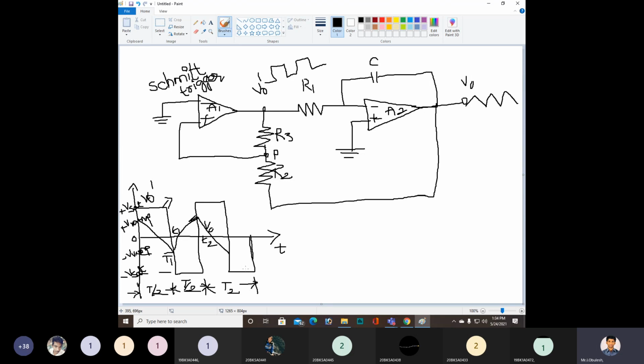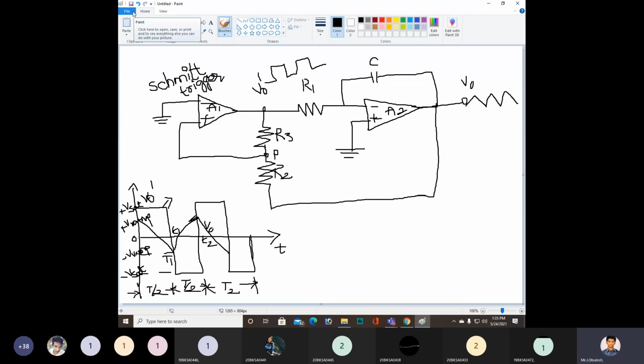Okay, this is the main operation: using a smaller number of components, how to design the triangular waveform generator. Coming to the frequency of a triangular wave, you need to find out the frequency of the triangular waveform. Up to now clear? I think you don't have any doubt regarding this.